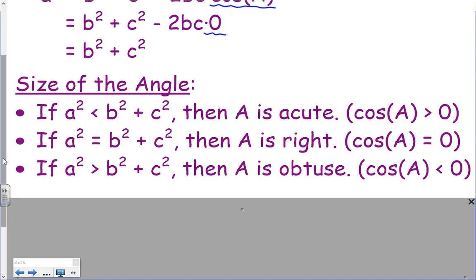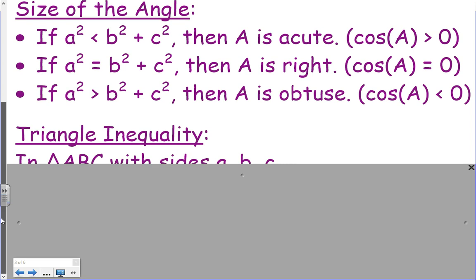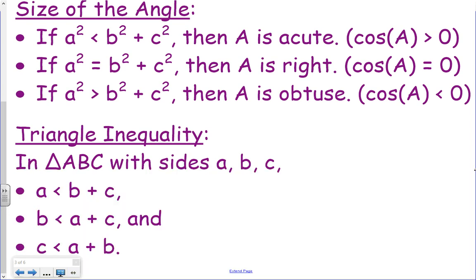All right, one last thing here that we should talk about, and then we'll do a couple of examples. This is hopefully an idea that we recall from previous work, but we have a triangle inequality. Our triangle inequality tells us something about the relationship between the sides of our triangle, similar to what we just talked about above for the size of an angle, but this tells us whether or not we even have a triangle to start off with.